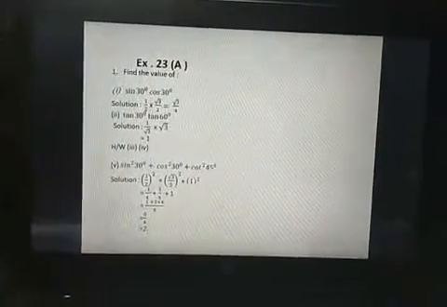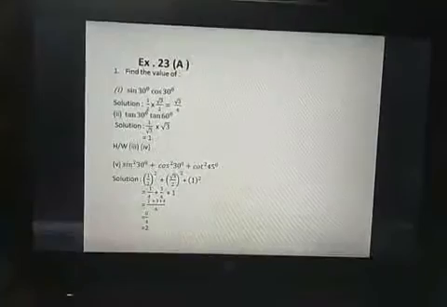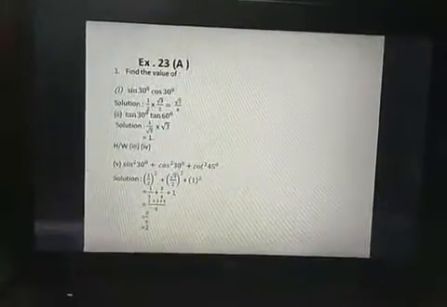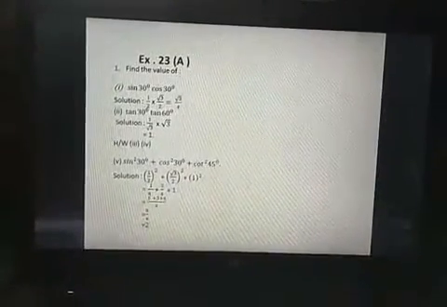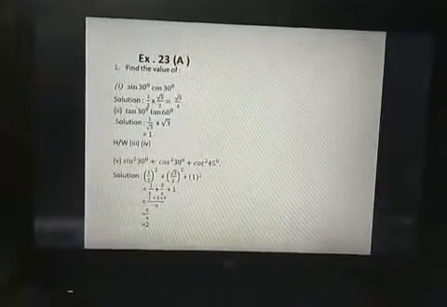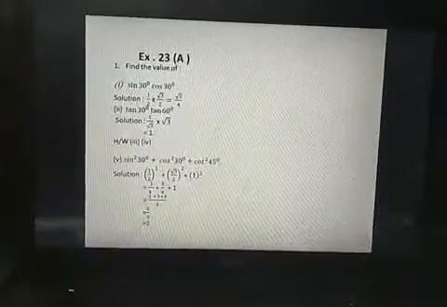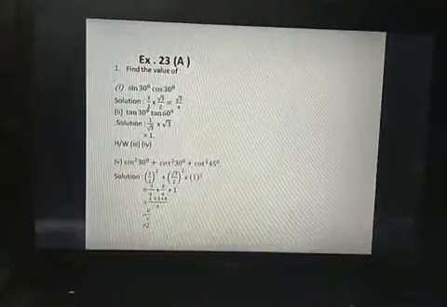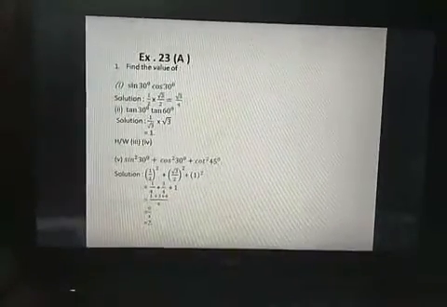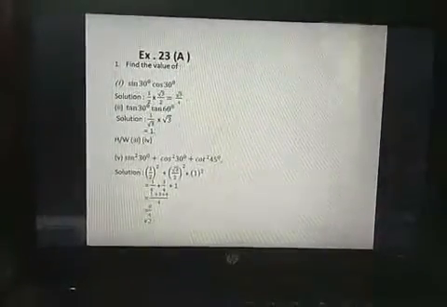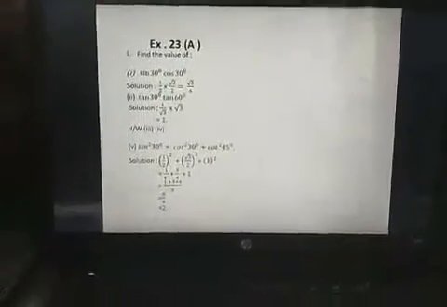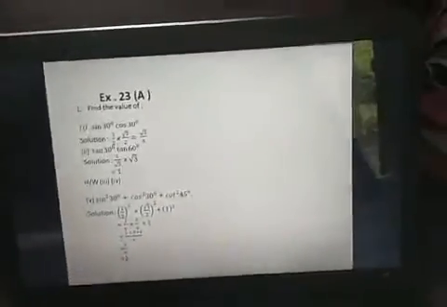The part 5 we have sine square 30 degree plus cos square 30 degree plus cot square 45 degree. Now its solution is, we know the value for sine 30, it's 1 by 2. So 1 by 2 whole square. Cos 30, root 3 by 2 whole square. And cot 45, 1 whole square. Okay, we just have to put the values.